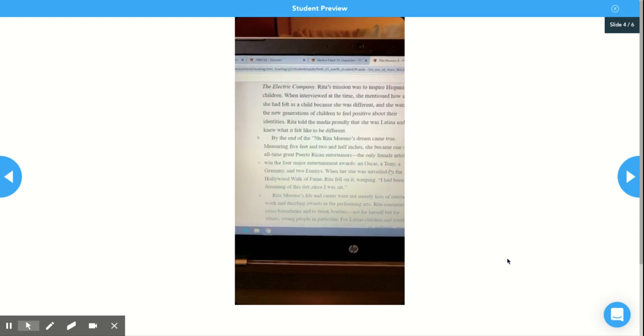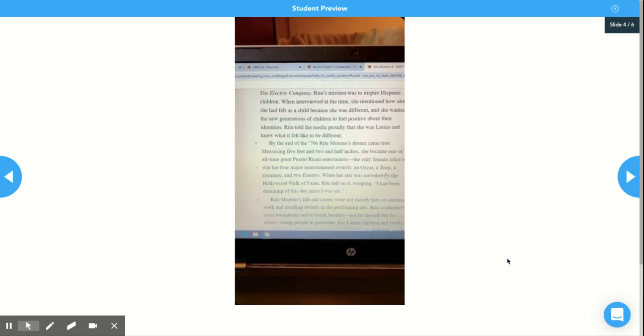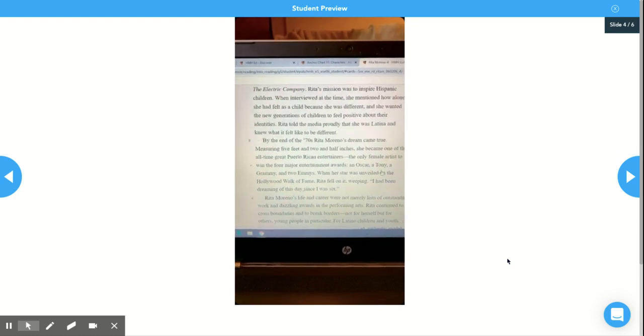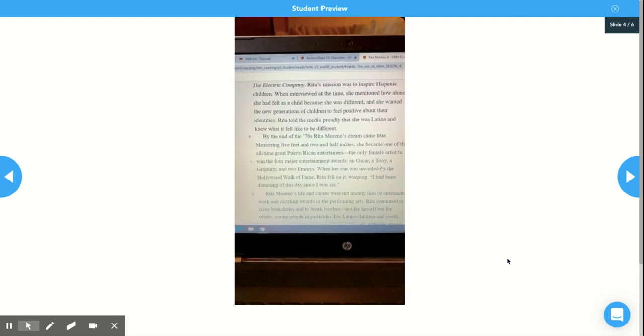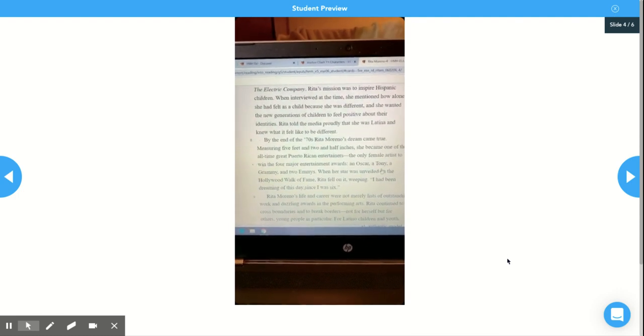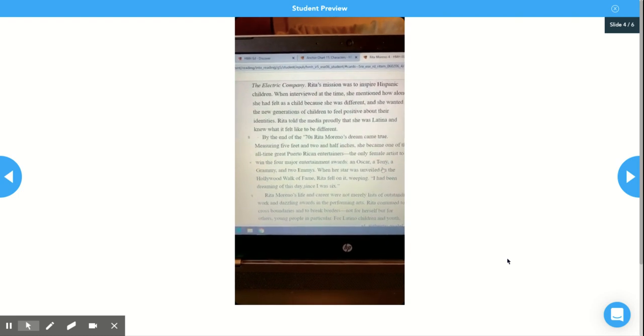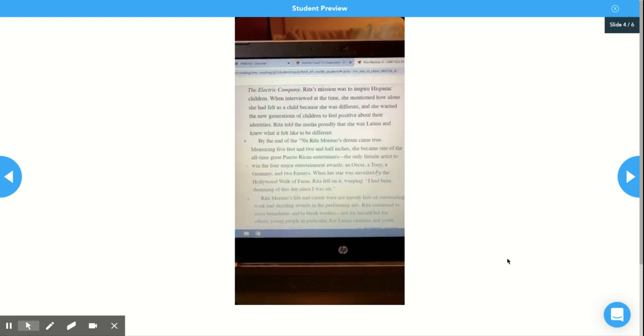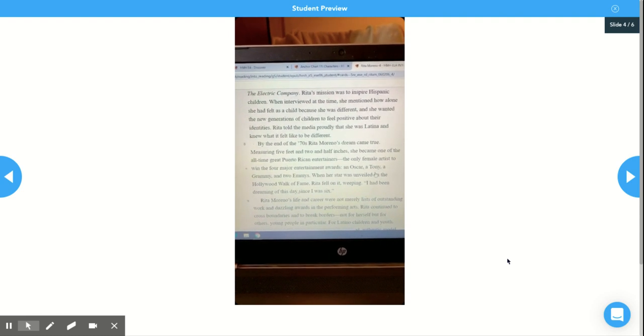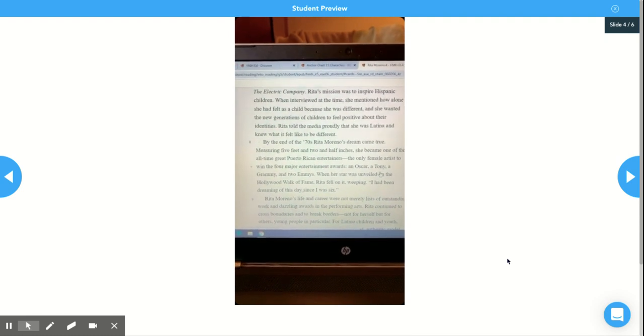Can you find some words and phrases that give clues to Rita's personality and character? On one of the next slides, you will be asked to add some words and phrases that give a clue to her personality and character.